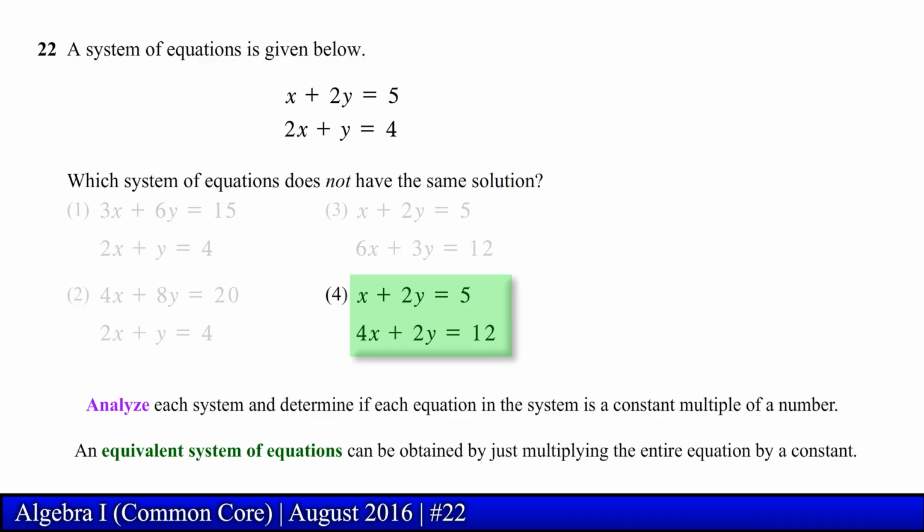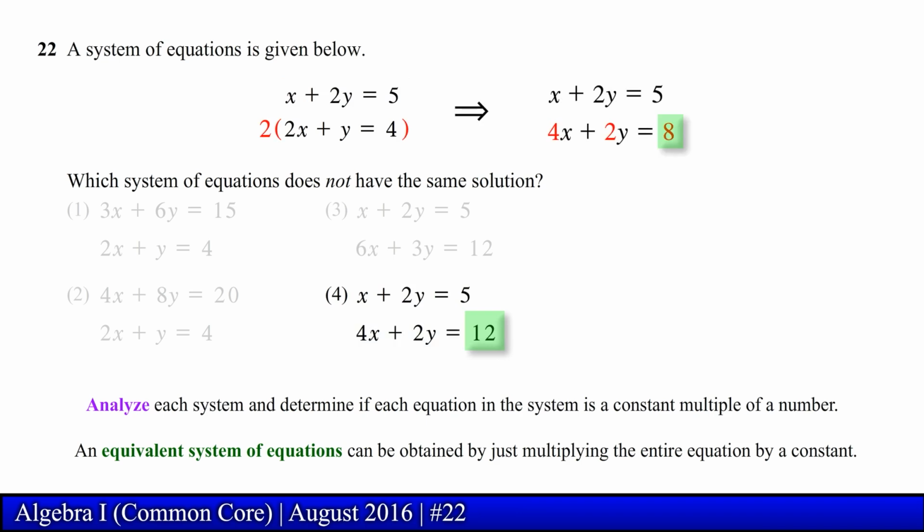But just to make sure, let's see why this system of equations does not have the same solution as the original system. Notice that the first equation seems to be okay. It matches the first equation of the original system, so this is not the problem. Looking at the second equation, we see that it seems to have been multiplied by 2, but if that was the case, the constant should be 8 and not 12. Since this equation cannot be obtained by multiplying the second equation of the original system by a single constant, we can conclude that this system will not have the same solution as the original system. So option 4 is our final answer.